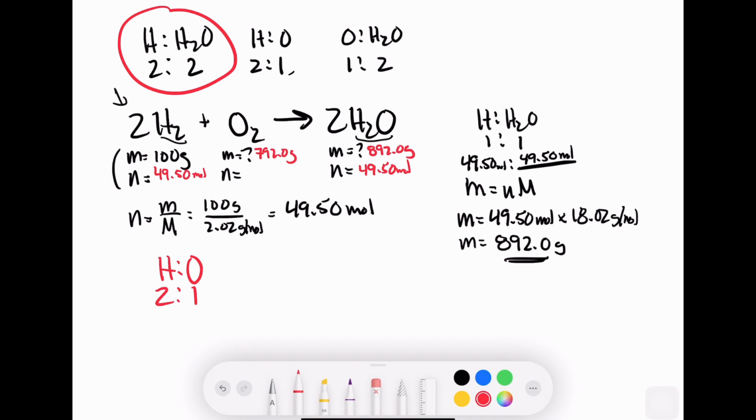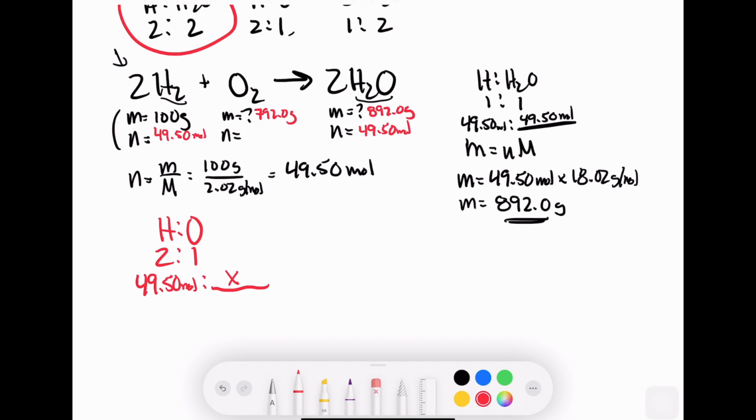Now, the beauty here is I've already worked out what 100 grams of hydrogen is. I already know it's 49.5 moles. And so if I want to know what the oxygen is, well, 2 is to 1 as 49.5 is to this x, this unknown here. And so by the ratio, it's going to be half. Now, sometimes it's not as simple as just a half. And so the trick that I like to do here is called the crisscross method.